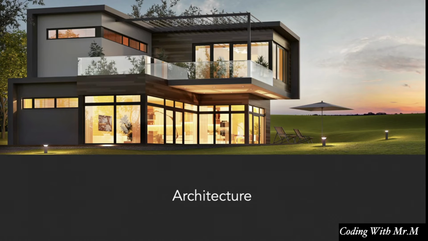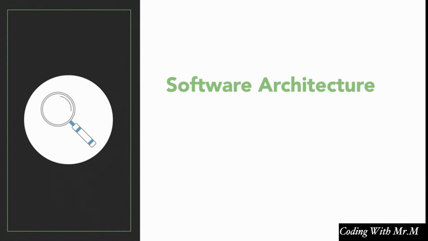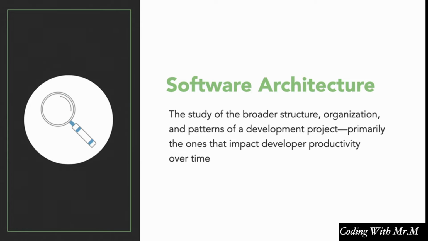So in order to define what software architecture is, let's think about architecture as the word is normally used, which is applied to buildings. When we talk about the architecture of a building, we're generally referring to the overall structure and large-scale design of that building, whereas interior design would be more of the details inside the building. So in a similar way, when we talk about software architecture, we're talking about studying the larger structure and organization as well as patterns of our development project. And we're particularly concerned with these things with regards to how they impact developer productivity over time.